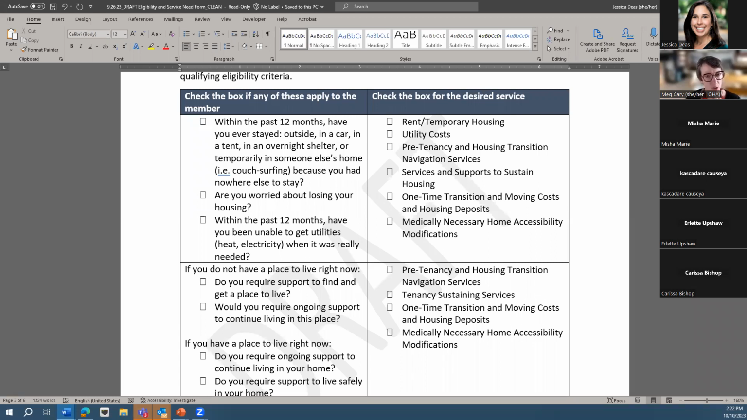And just for information for this group to have, the other non-rent, non-utility services eventually will be made available to individuals who have a much broader definition of at risk of losing housing. But initially, when this benefit goes live, it will be for individuals who meet the HUD definition of at risk of losing housing, which is very imminent.